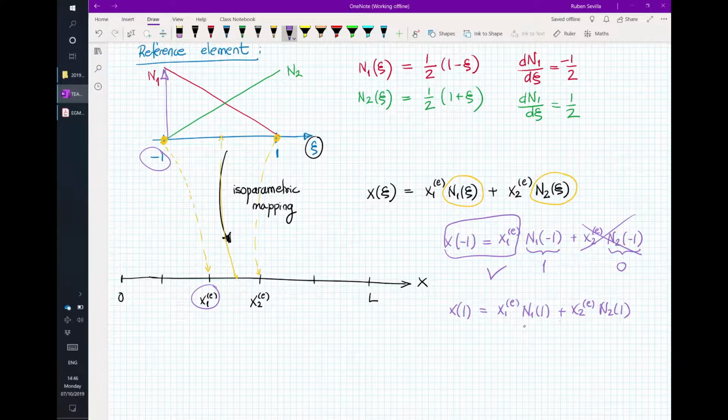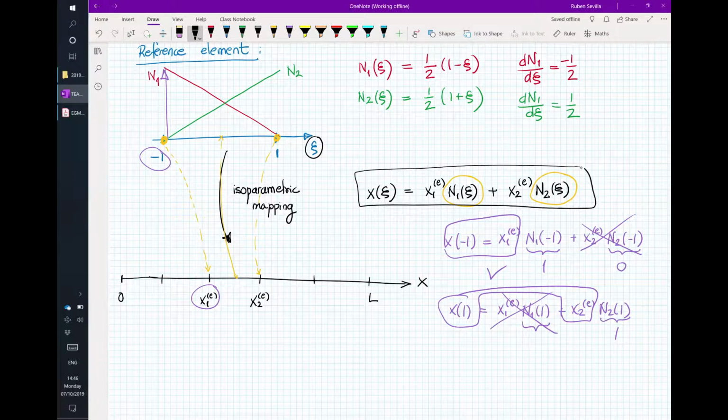What is now n1 of 1? It is 0. n2 of 1 is a 1. So here you have it, x of 1. So it transforms really the first point to the first point. This is just a check, what I just did for you, to really appreciate where this formula is coming from.